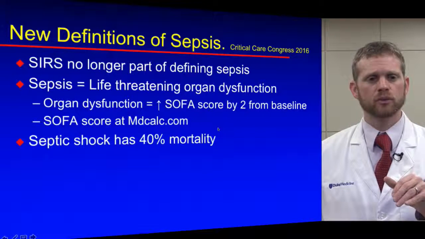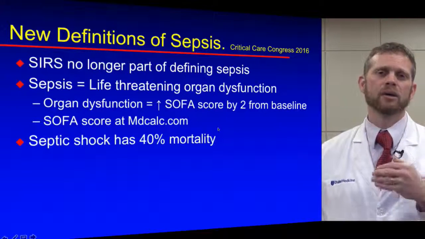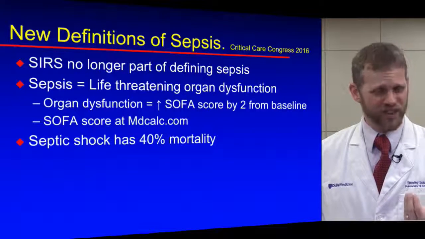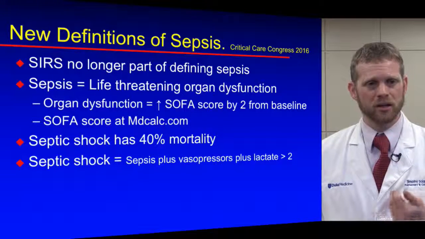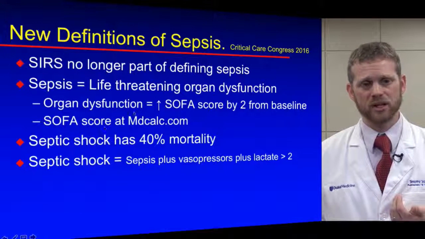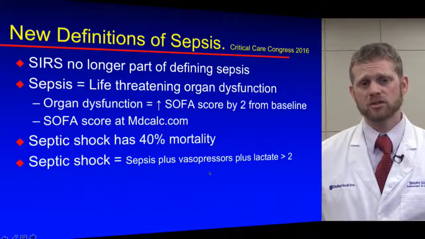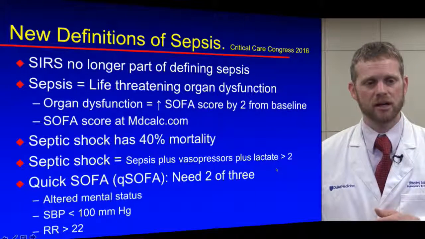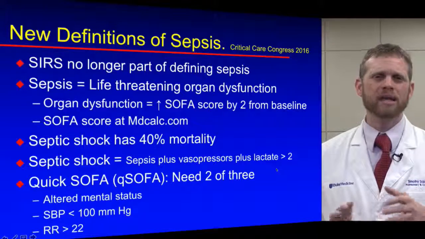If you have someone with septic shock right now, based on the available literature, the mortality rate is still exceedingly high at 40%. We now define septic shock as the presence of sepsis, which is organ dysfunction, plus vasopressors, plus a lactate greater than 2. So that is now what septic shock is defined as.